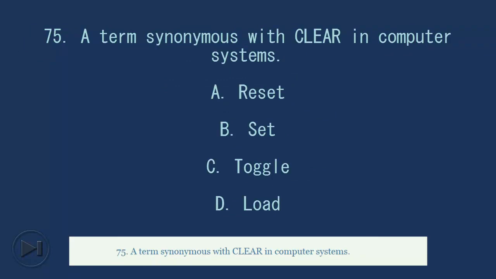75. A term synonymous with clear in computer systems. A. Reset. B. Set. C. Toggle. D. Load. Answer, A. Reset.